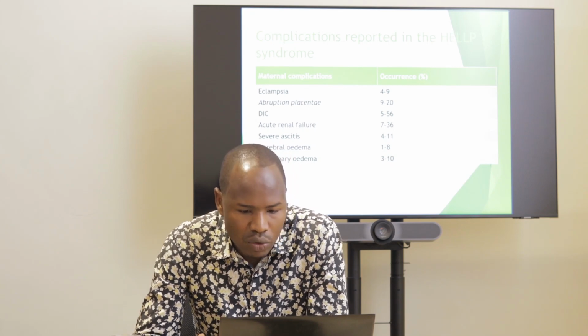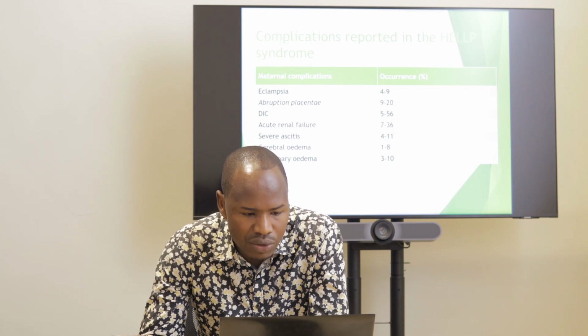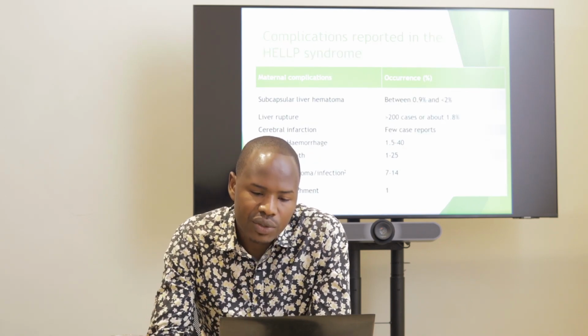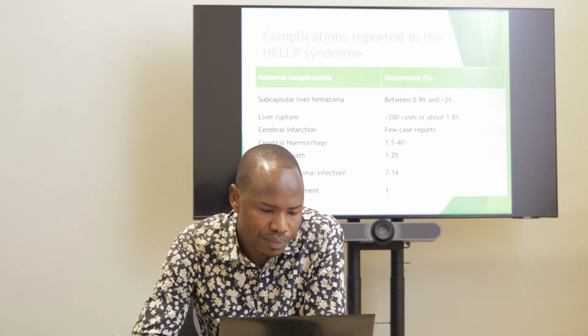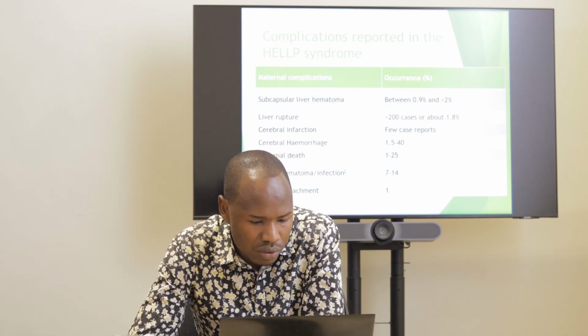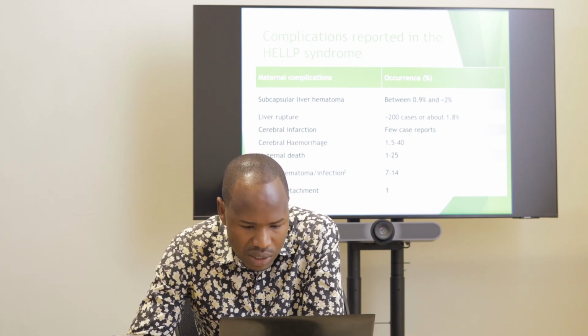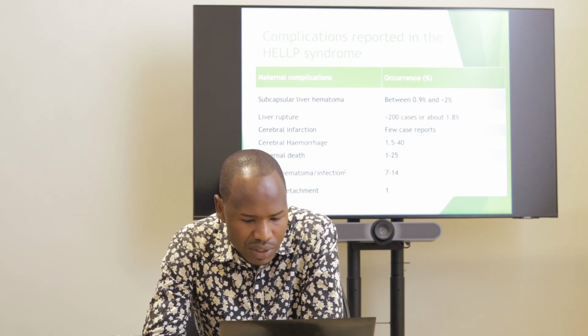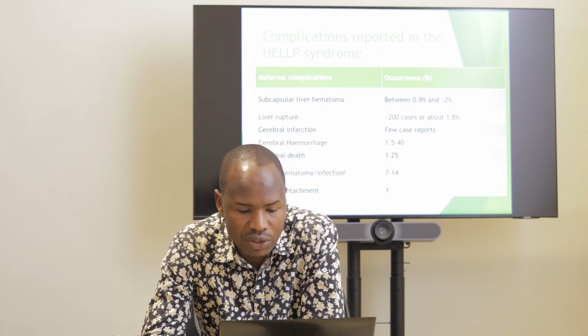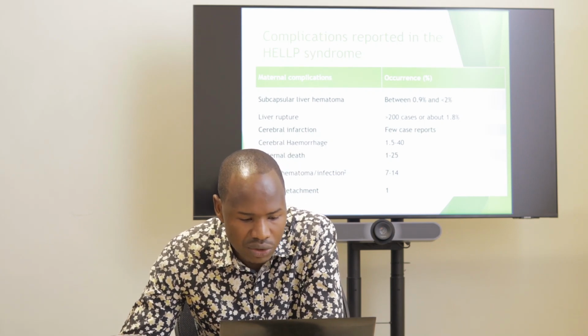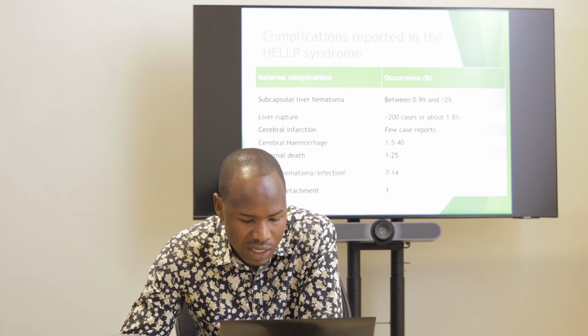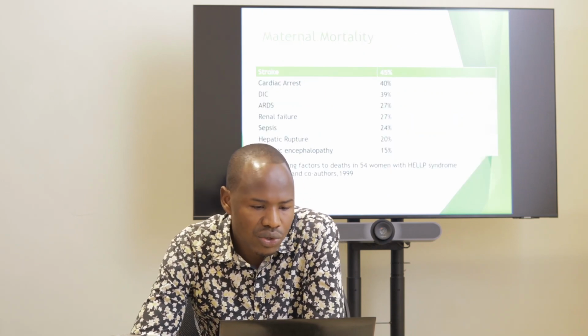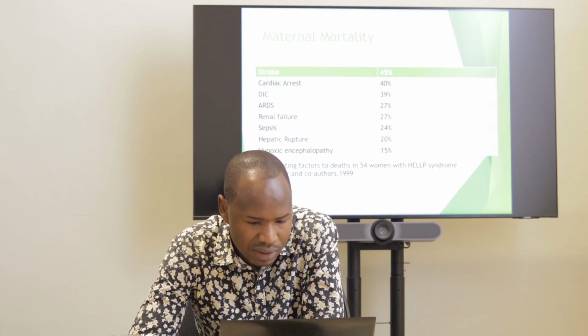These are complications of HELLP syndrome based on the findings of the study done in this client group. Complications reported in HELLP syndrome, these are maternal complications. The one which scores high is cerebral hemorrhage as a complication of high blood pressure, which can lead to cerebrovascular accident. There is also maternal mortality rate.